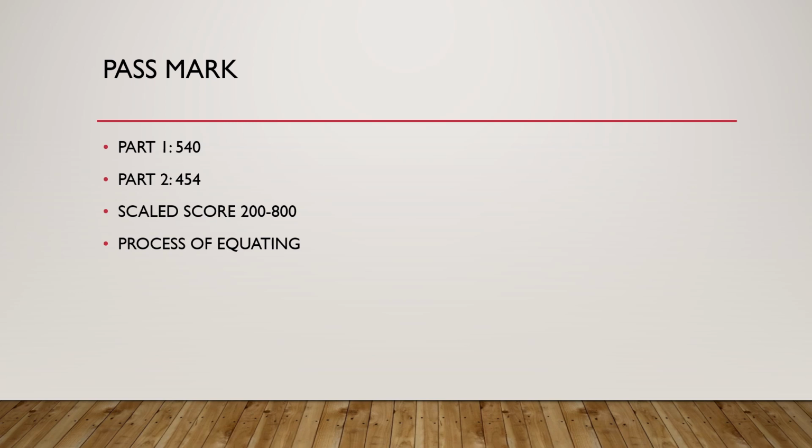For part 1, the pass mark is 540, for part 2 it is 454, and the scores are scaled from 200 to 800 by the process of equating. It means that each question need not have a similar mark, but you don't have to worry about it. In the 200 questions, if you are able to answer at least about 140 to 150, it will be better and it will be easier for you to pass the exam.